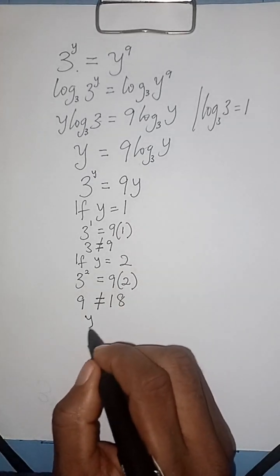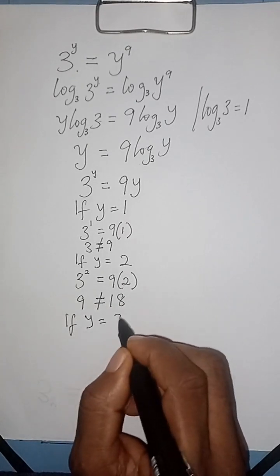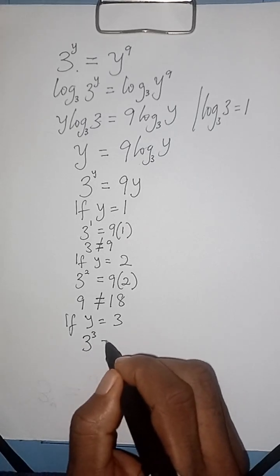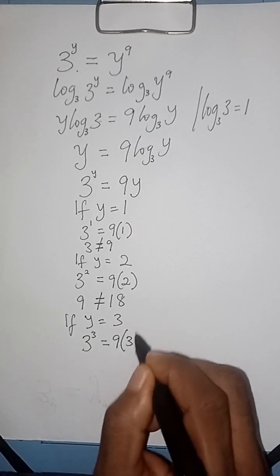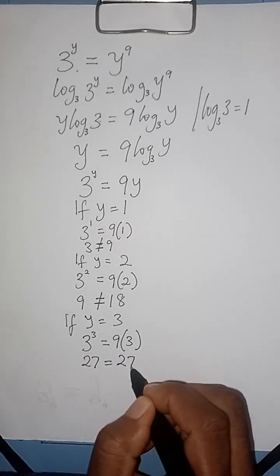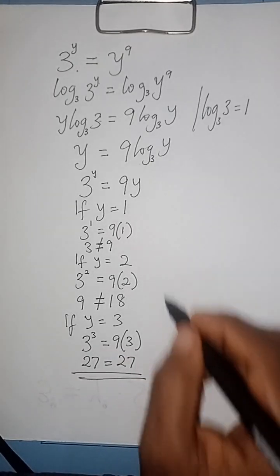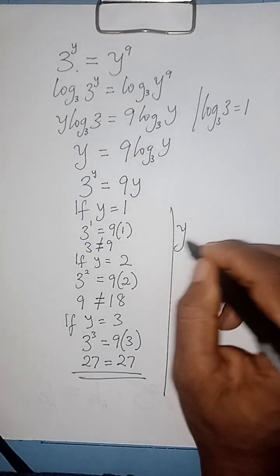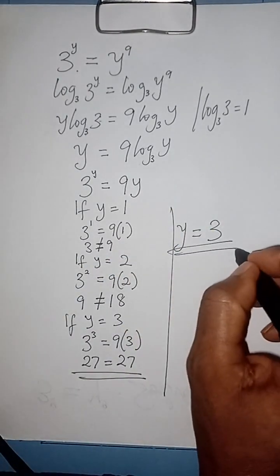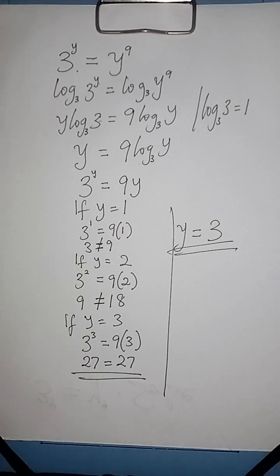If y equals 3, I'm going to have 3 raised to power 3 equal to 9 multiply 3. 3 raised to power 3 is 27. 9 times 3 is 27. So this is what we're looking for. So here we can say the value of y is equal to 3. So in the equation, that is your solution. So either method can be used. The first method, if that's the one you understand, fine, feel free to use it. But if it is the second method, you are also good to go.